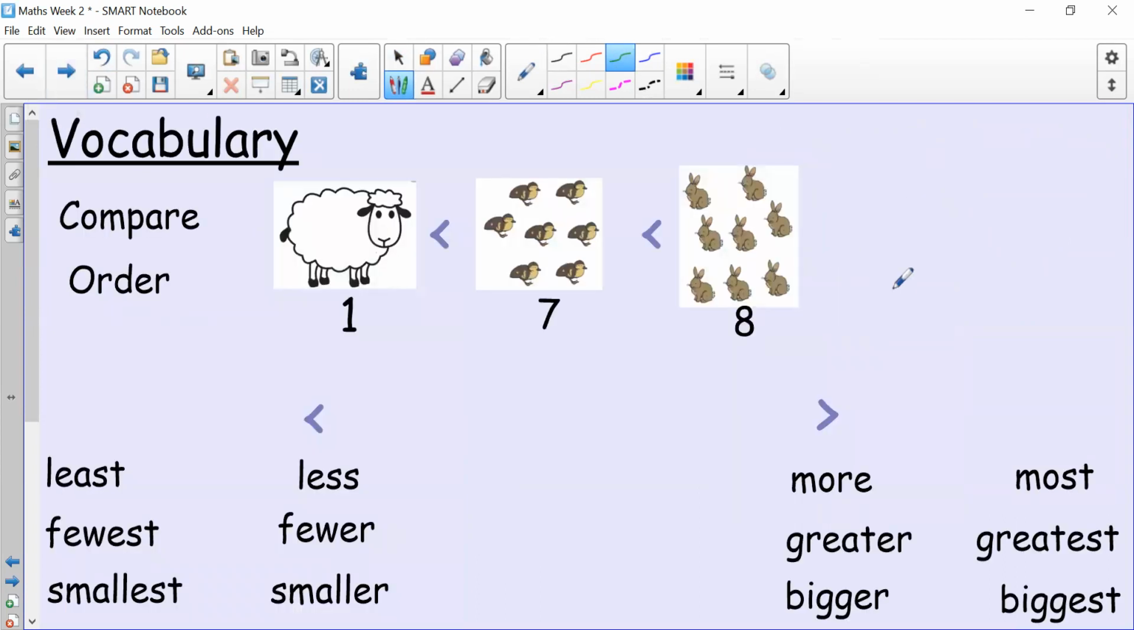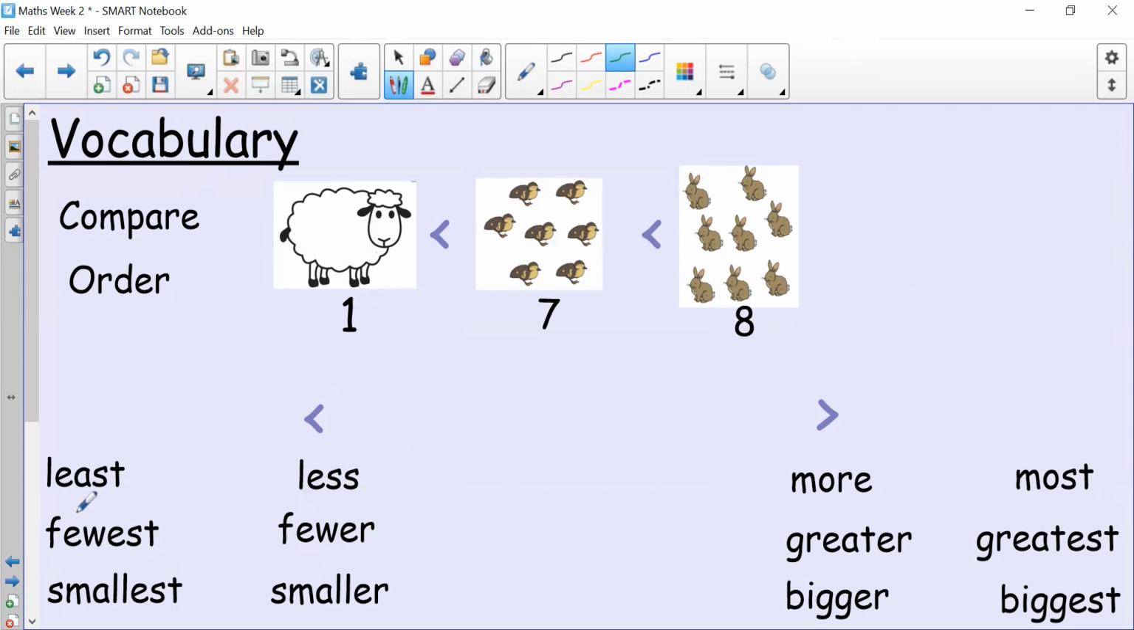Okay, so here's our comparing vocabulary. It's a lot of the same as yesterday, but we've added some more in as well. We're still comparing different numbers and different groups, and talking about which groups are less and which are more, using all the different vocabulary we have down here. So let's remind ourselves. Here is our less than symbol. Less, fewer, smaller are all ways that we can talk about a number that is less.